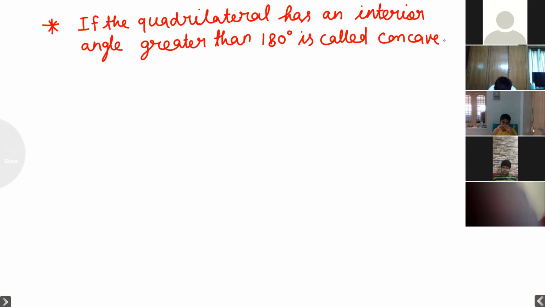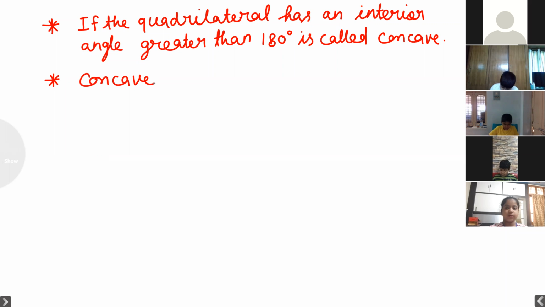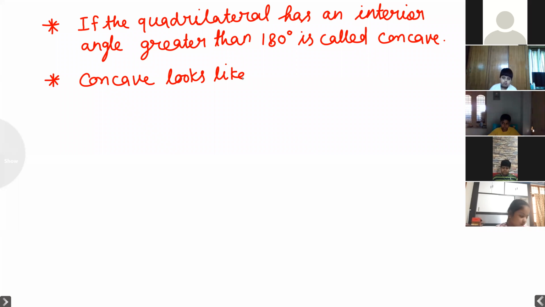Second star point: concave looks like the mouth of a cave.